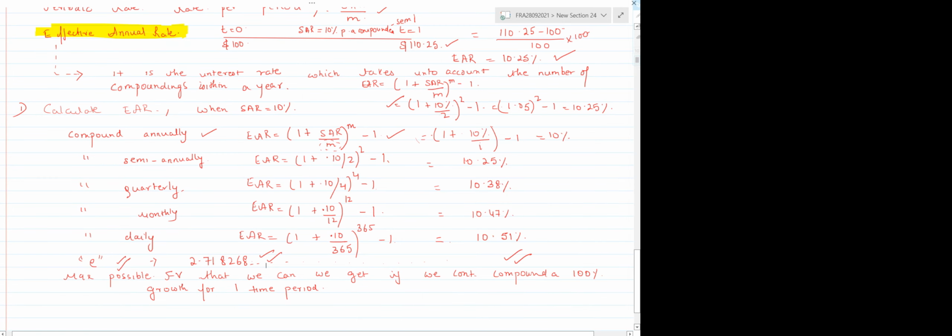So this is my Euler's number. If I continuously compound 100% growth rate for one time period, that is my E. This is basically telling me that it does not matter how many times I compound, the future value of my $1 would settle around 2.718268. Are we good, everyone? Yes, sir.